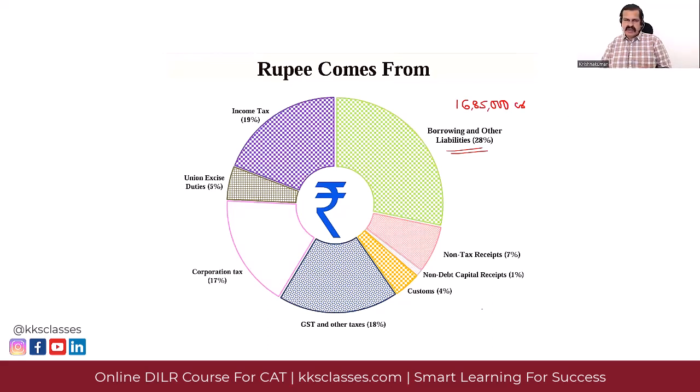16,85,494 crores to be exact. No need to go into specific figures while discussing the budget. Approximate figures, which I'll be quoting, will be enough. Now you can easily understand, looking at the pie chart, why fiscal deficit is a major concern of the government of India.